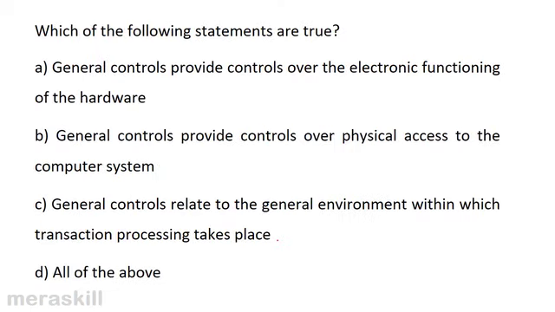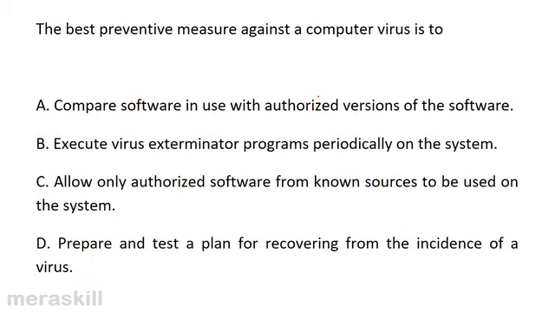Which of the following statements are true? A. General controls provide controls over the electronic functioning of the hardware. B. General controls provide controls of the physical access to the computer system. C. General controls relate to the general environment within which the transaction processing takes place. D. All of the above. Yes, students, all of the above. Those are the general controls, right, about the environment, the physical access to the computer, electronic function of the hardware, all the general controls. Application controls is related to each application.